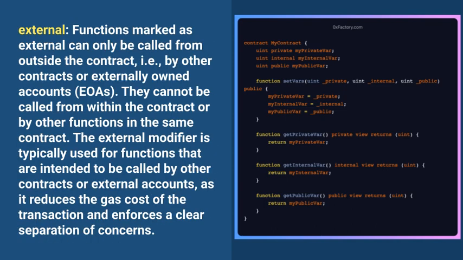External. Functions marked as external can only be called from outside the contract, i.e., by other contracts or externally owned accounts, EOAs. They cannot be called from within the contract or by other functions in the same contract. The external modifier is typically used for functions that are intended to be called by other contracts or external accounts, as it reduces the gas cost of the transaction and enforces a clear separation of concerns.